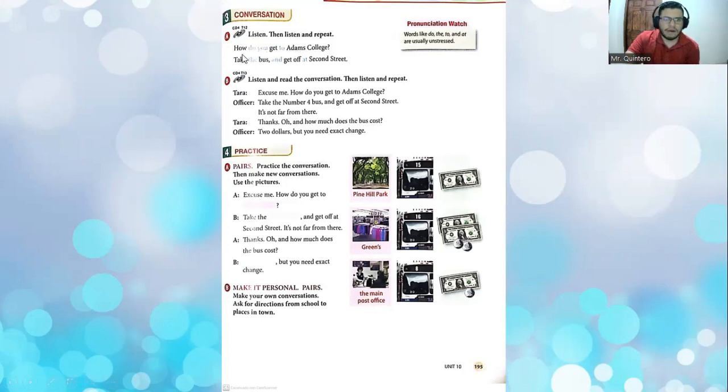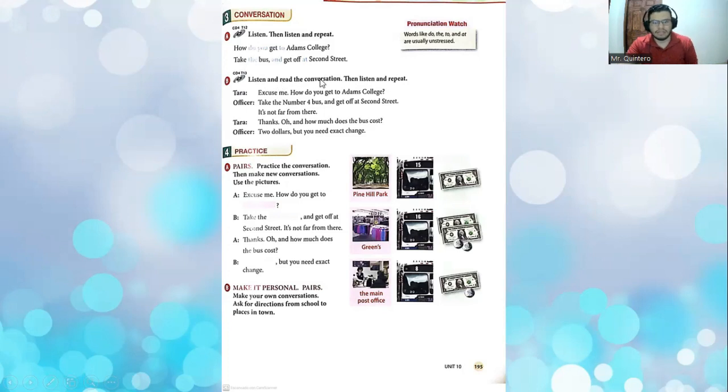For that reason, here we have how. How do you get to Adams College? Take the bus and get off at 2nd Street. This sounds lower and this sounds stronger.